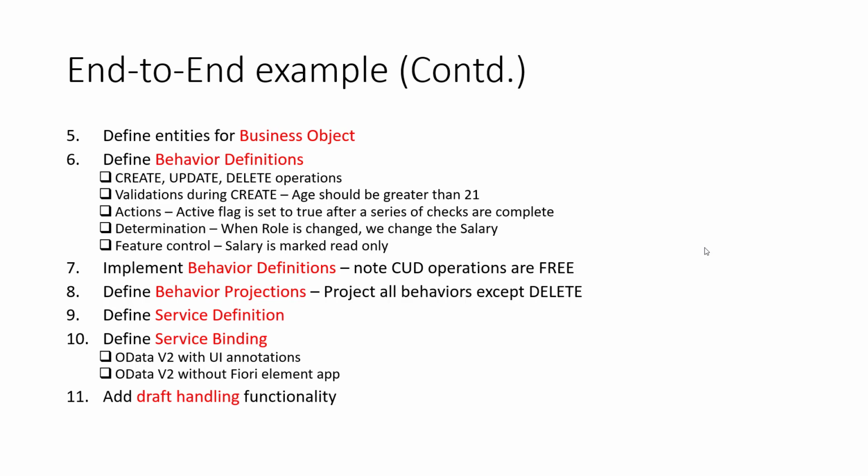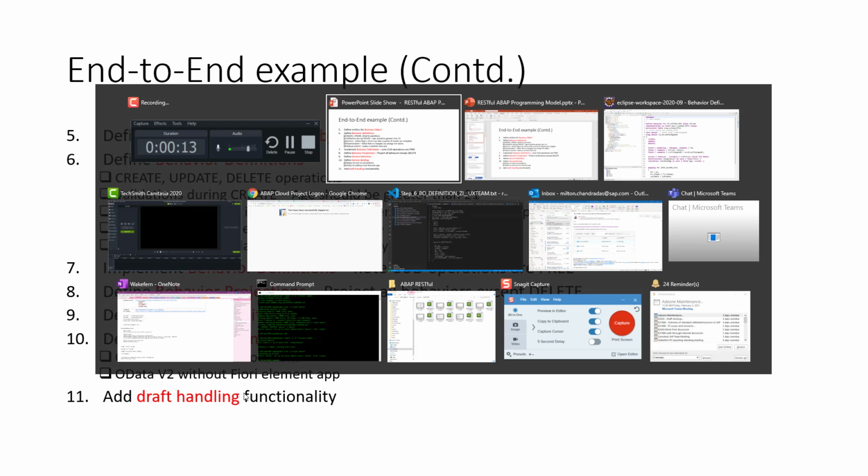Hello everyone, so we are at the very last step of our journey. So we want to add draft functionality to this end-to-end example. And adding draft functionality is fairly simple. So what we need to do is go into the Eclipse ADT tools.